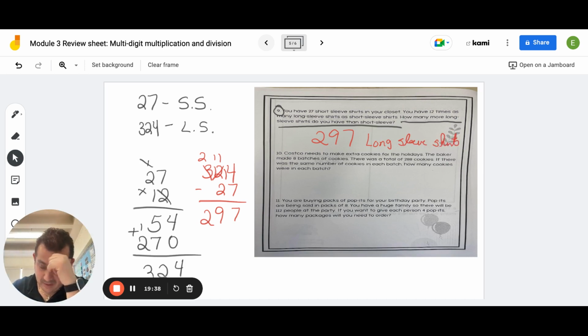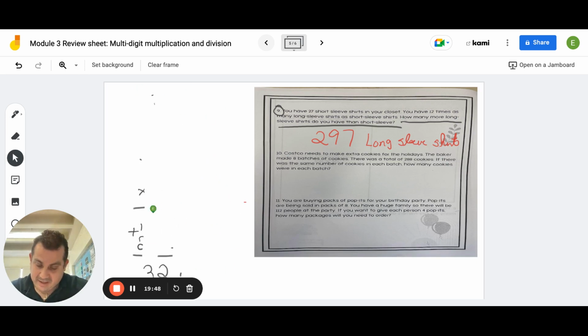Okay. Number 10. Costco makes extra cookies for the holidays. The baker made 8 batches of cookies. There were a total of 288 cookies. If there was the same number of cookies in each batch, how many cookies were in each batch?